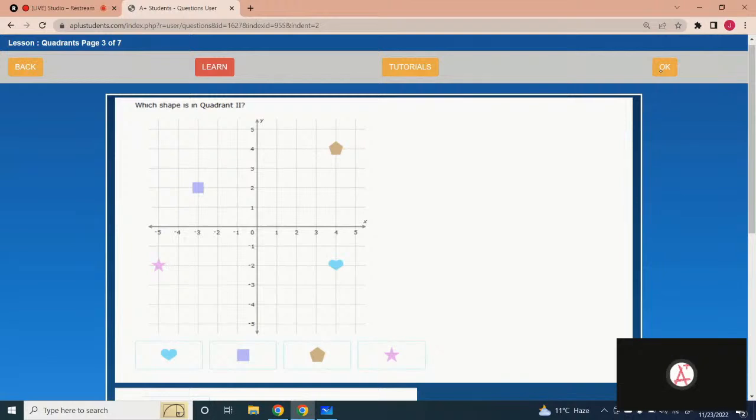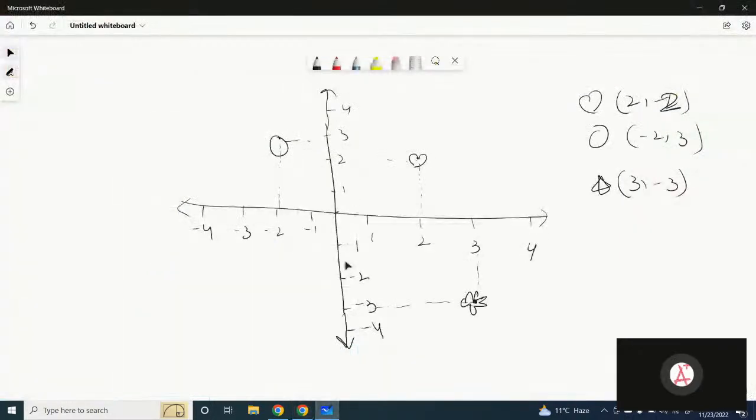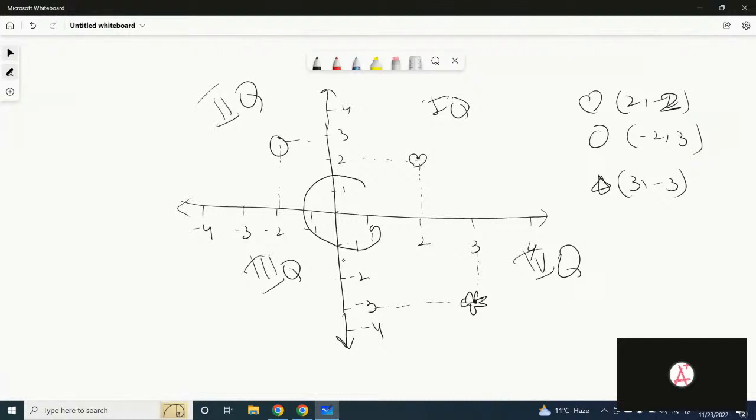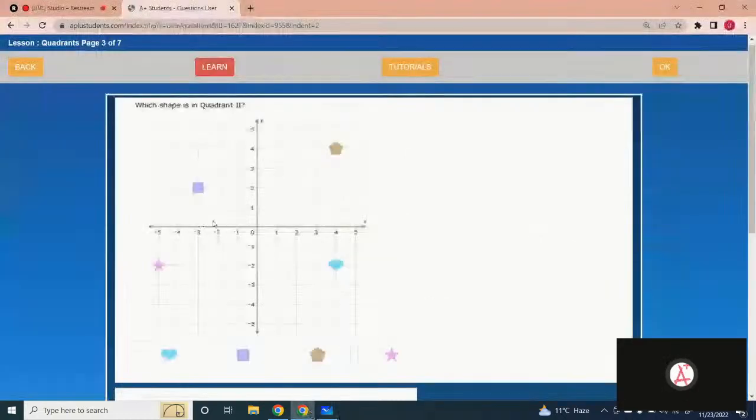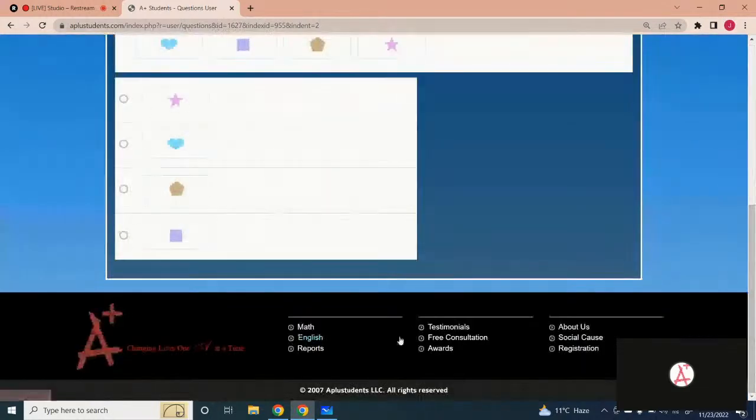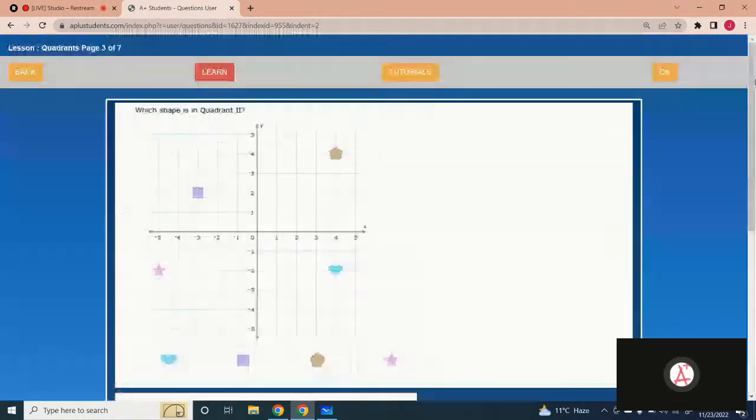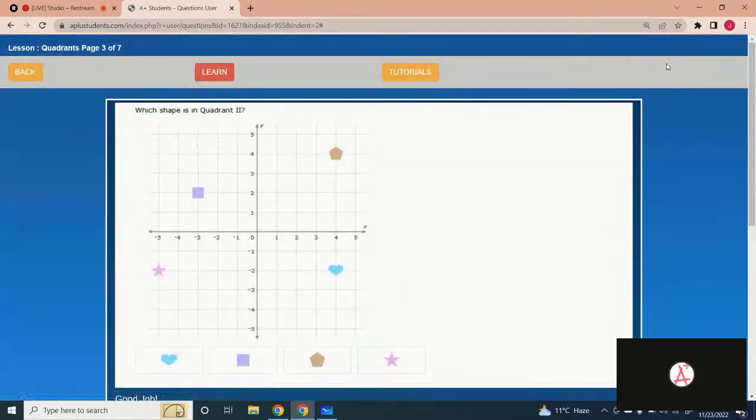This is first quadrant, this is second, this is third, and this is fourth. Just move opposite to the clock. It would be the first quadrant, the second quadrant, the third quadrant, and the fourth quadrant. Move opposite to clock, like from here to here. Got it? First, second, third, and fourth. So according to this, in the second quadrant, you have a square. Just select the correct option and click on the OK button.